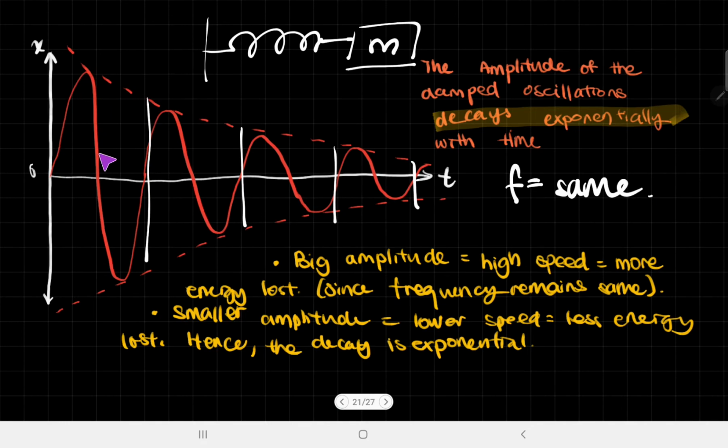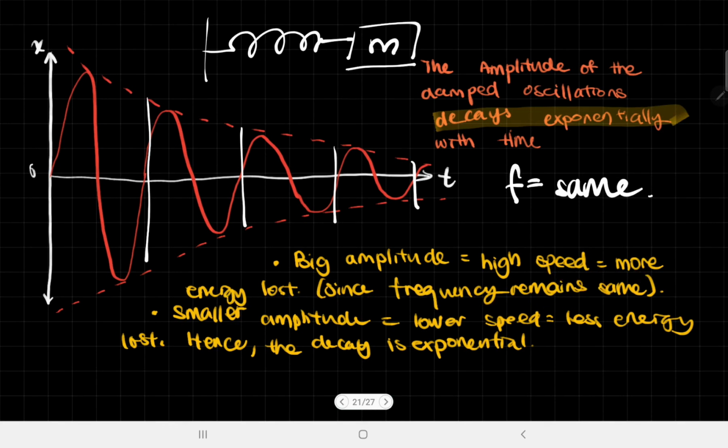If the amplitude becomes smaller but the frequency remains the same, it just means that initially it travels at a much higher speed, because you have to cover a greater amount of distance in the same period of time. So you have a much higher speed, and we all know that the higher the speed, the greater the amount of friction, which means you're also going to have more energy given out to the environment. So I've written here: big amplitude leads to a higher speed, leads to more energy lost, because the frequency remains the same.